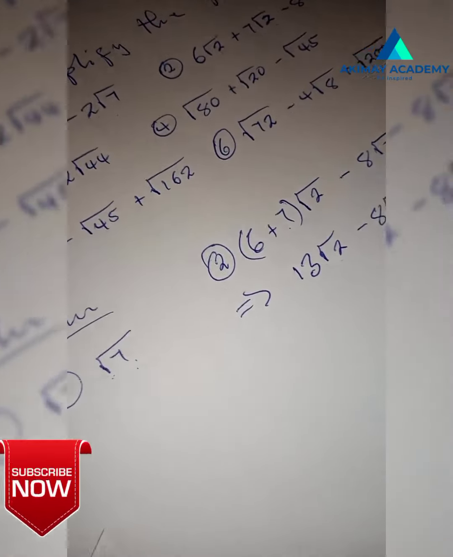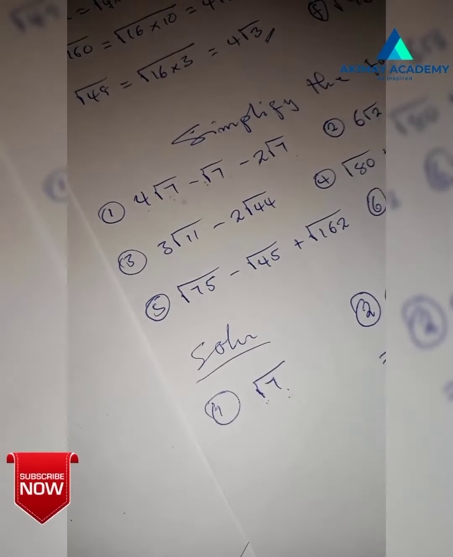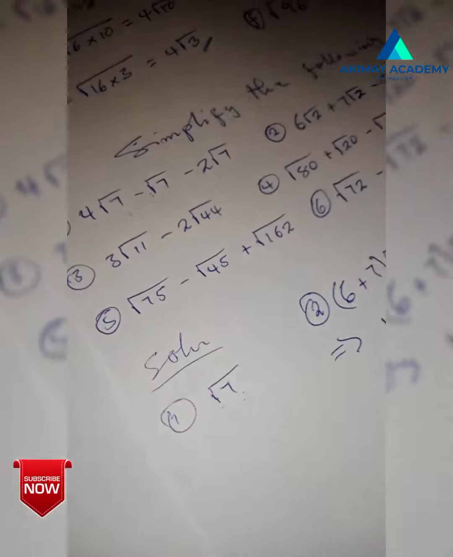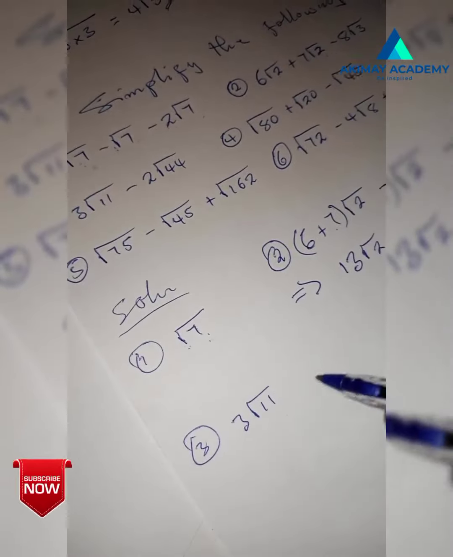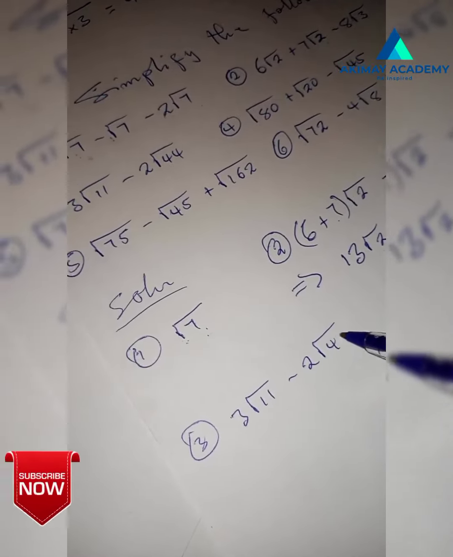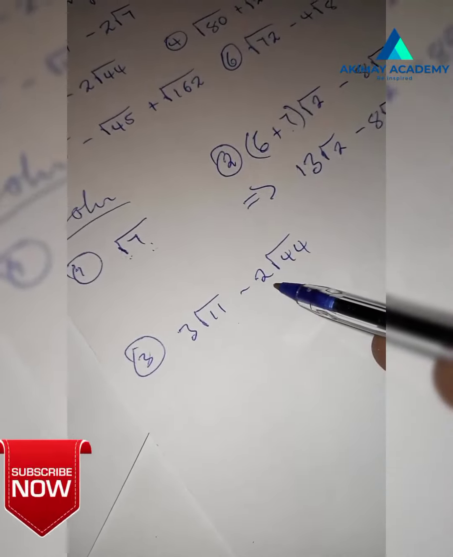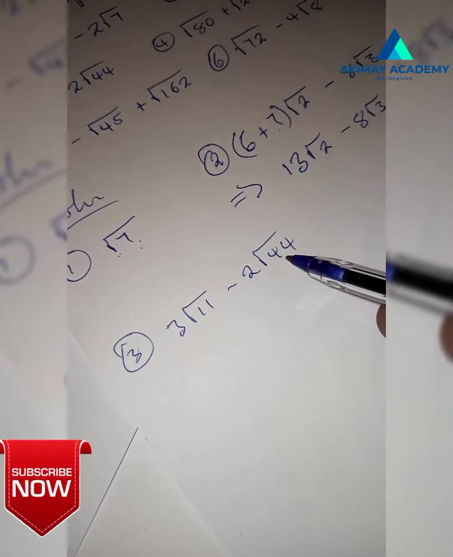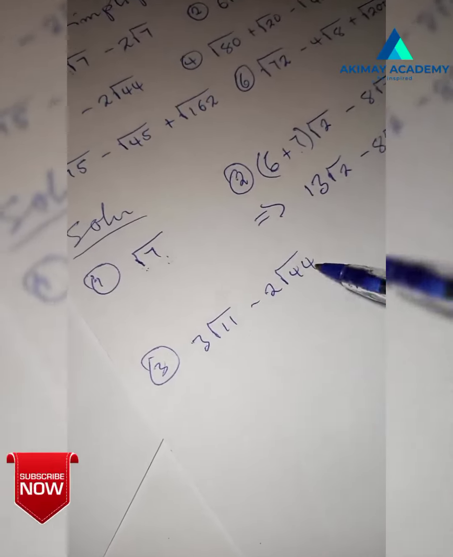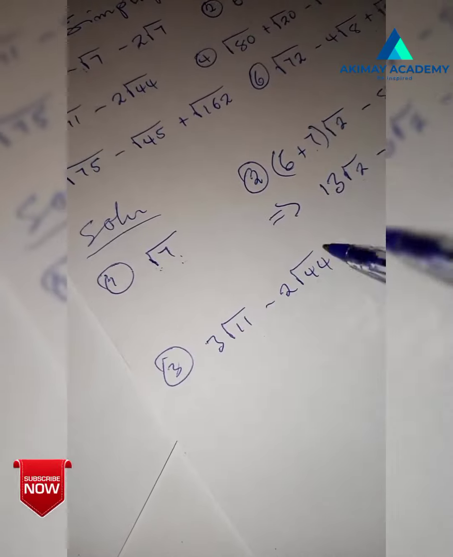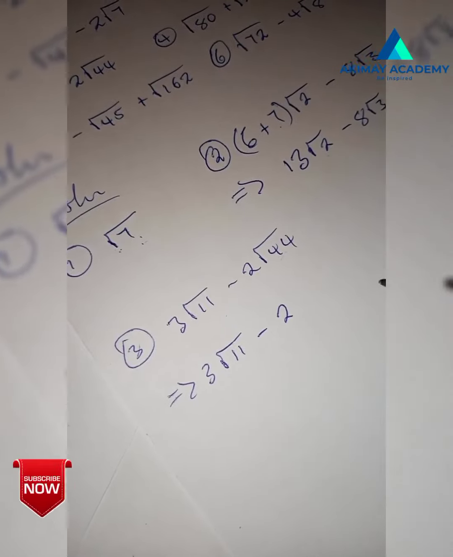Okay, good. So let's look at example 3. Example 3 looks a little bit different from the first two. Now we have 3 root 11, then we have 2 root 44. Now you can see that 44 is very big, and I think we can reduce it. So we just have to look at it and split this one. So we are going to have 3 root 11. This 2 is already there, so we bring it.